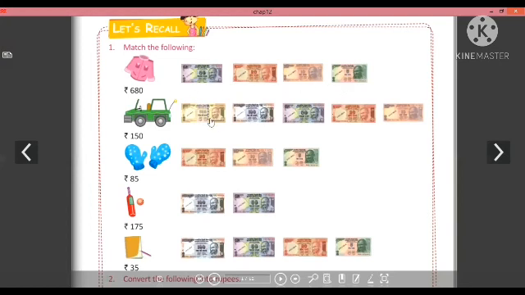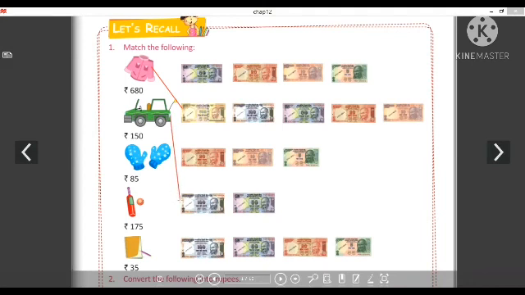Here it is 500, 500, 600, 650, 670 and 680. So what we are going to do? We are going to match these columns together. Now next, this toy jeep costs rupees 150. So now let's see, 150. 100 plus 50 is equal to 150. So yes, this is the correct option.